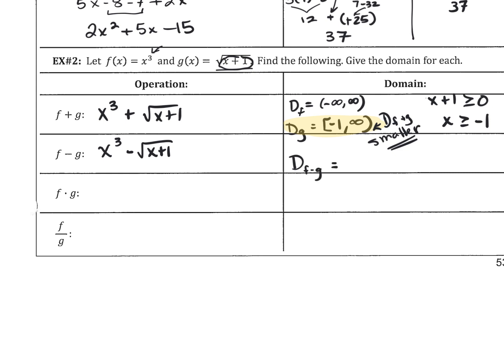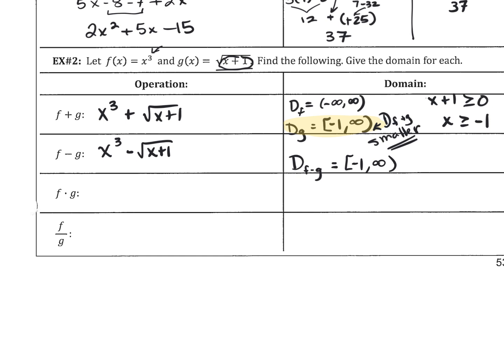If it doesn't change, then we're using the same domain for f and the same domain for g, aren't we? So if we're using the same domain for f and the same domain for g, what's the domain? What's the smaller of those two domains? -1 to infinity. Once we figure out the domain for f and the domain for g, if we're using the same f and g, it's going to be the same domain almost all the way around.